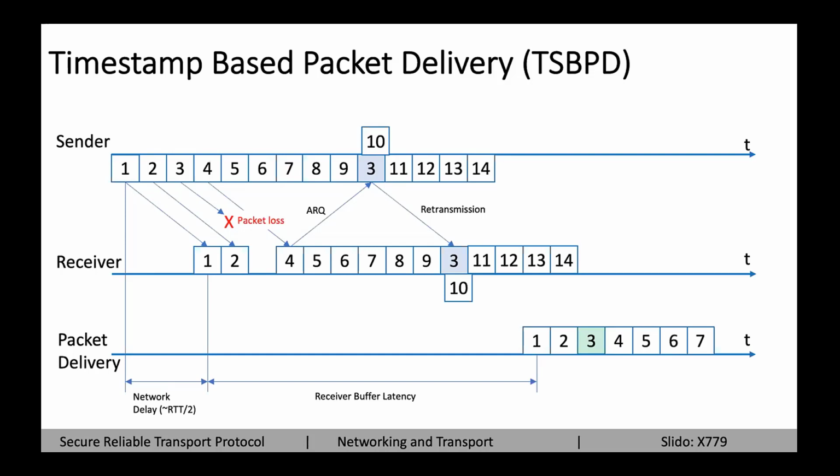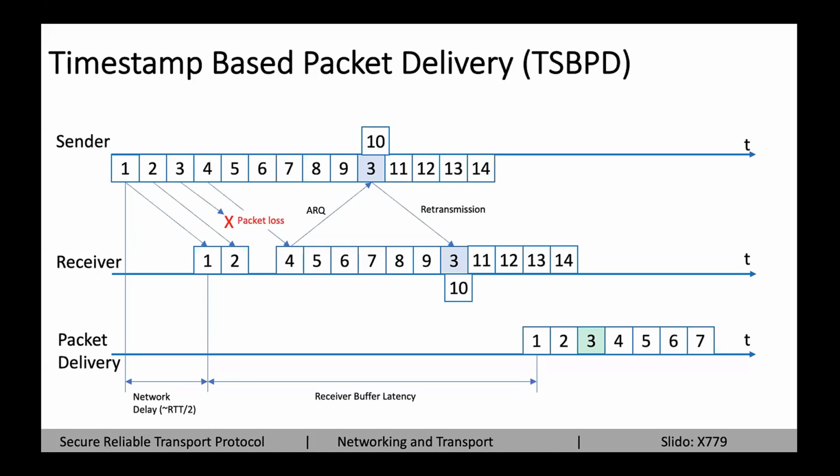packet in order. In this example, packet number 1 is received after half round-trip time, which is the one-way network delay in this case. So this packet is kept in the buffer until its delivery time and delivered to an application after a known delay. Even when the network delay changes or some packet jitter happens, the packet will still be delivered to an application with a fixed end-to-end latency. So the latency starting from when the packet was sent and up until the delivery to the application.